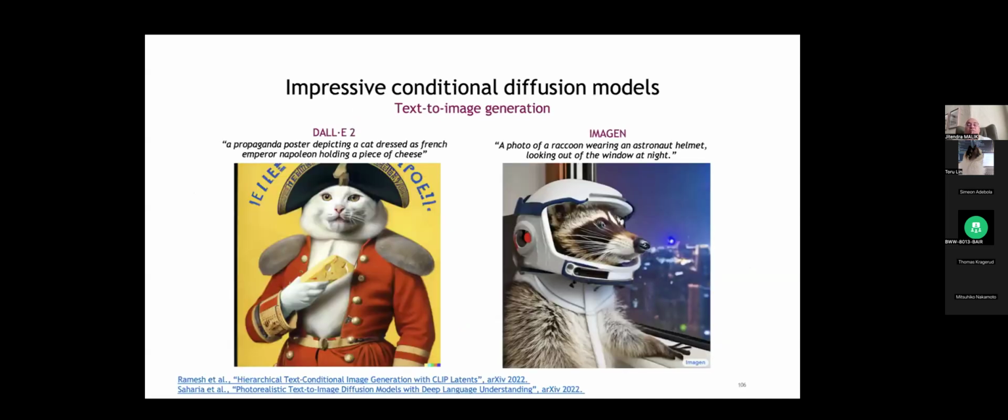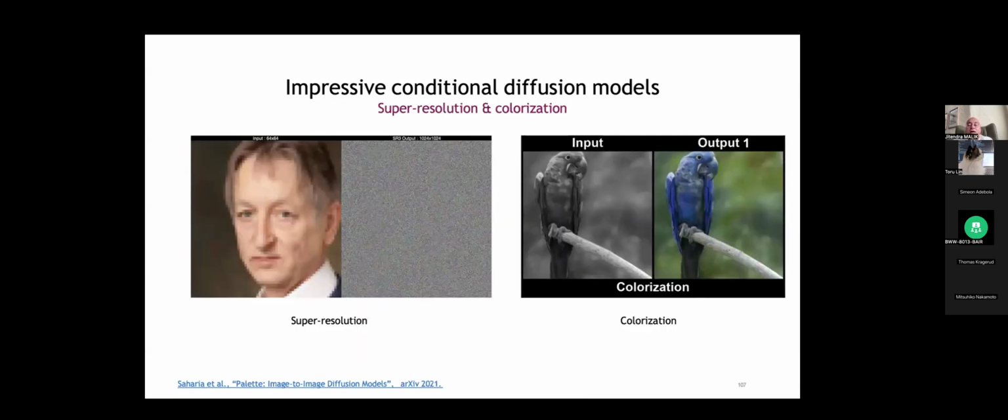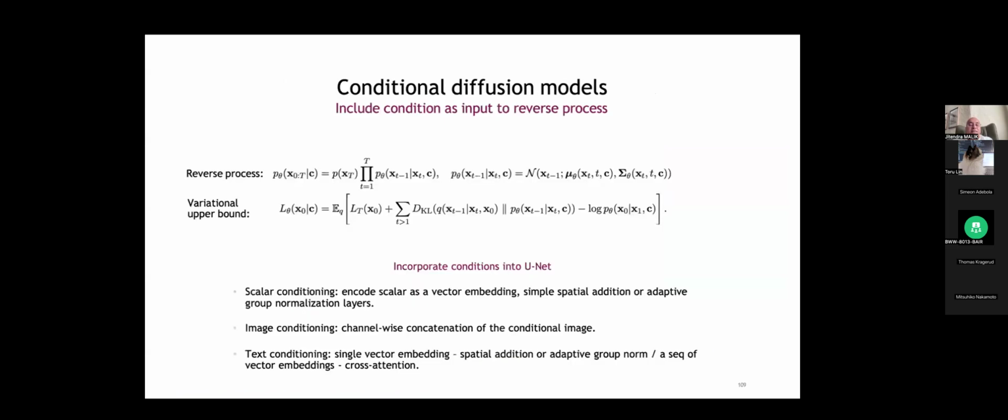Okay, conditional diffusion models. In the context of image synthesis, the conditioning is very often on text. These are examples. There's the text, a photo of a raccoon wearing an astronaut helmet looking out of the window at night, and then this is the image which is synthesized. So in the context of diffusion policy for robotics, what is the conditioning going to be on? The conditioning is going to be on whatever the observation is. The observation could be proprioception, it could be camera input. And then here are varieties of tasks.